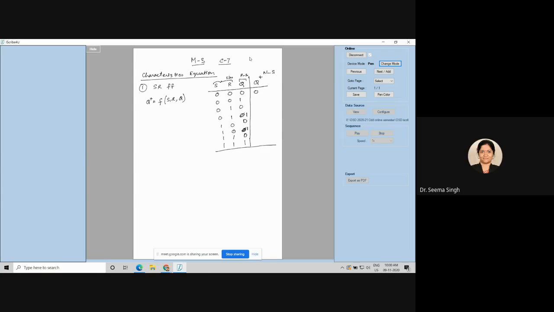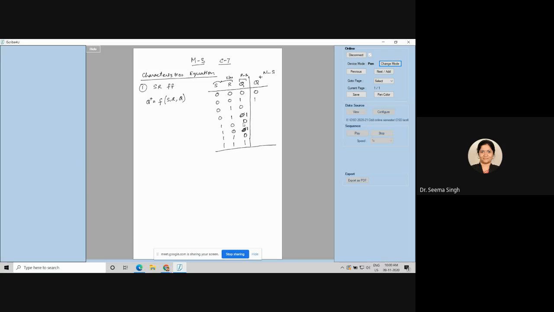Yes, ma'am. S and R are memory state. So whatever is present state, the same will be next state. So when it was 0, it will remain 0. When it was 1, it will remain 1. So I have got my 2 possibilities of memory state.